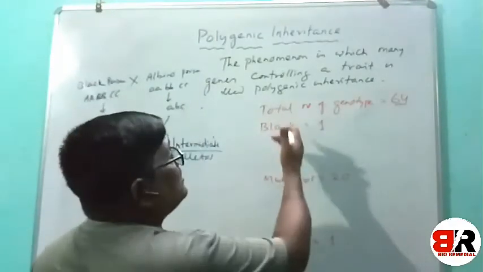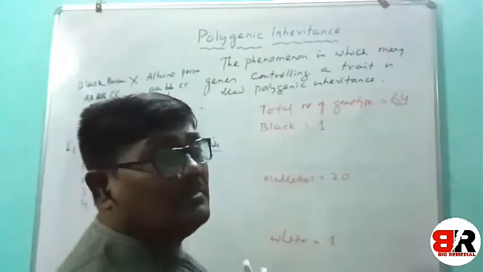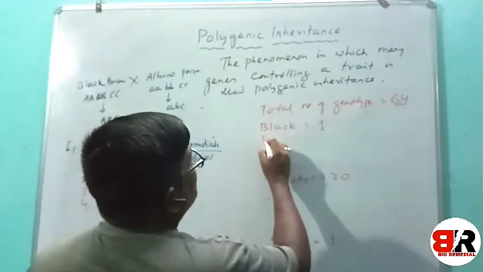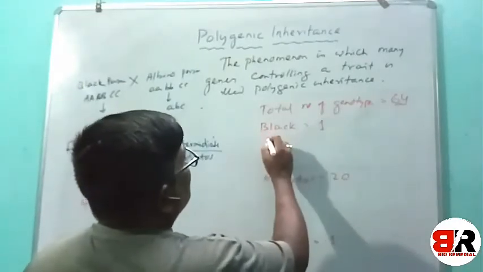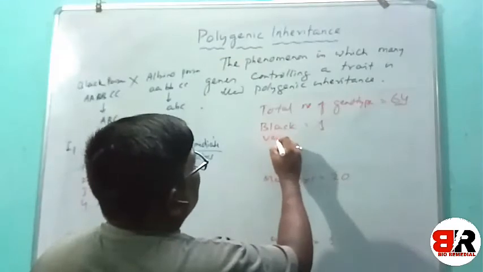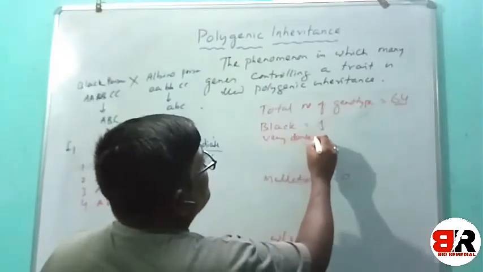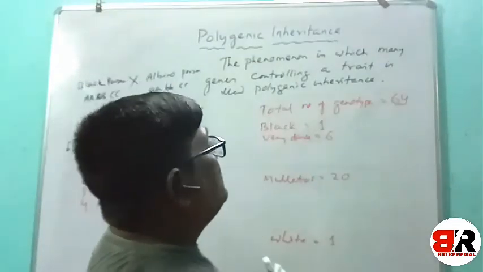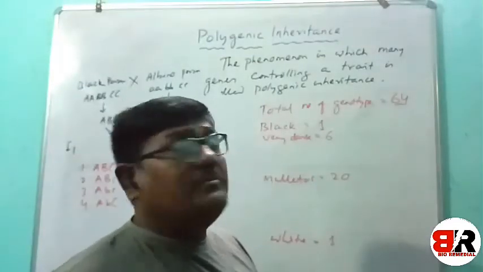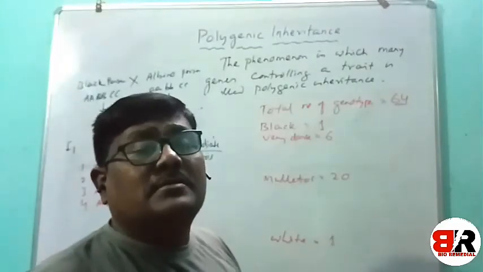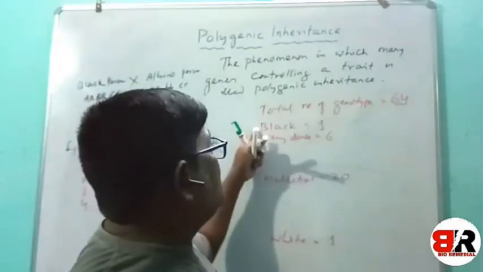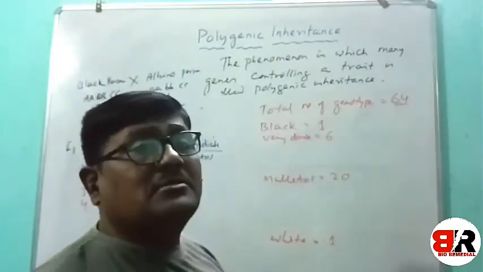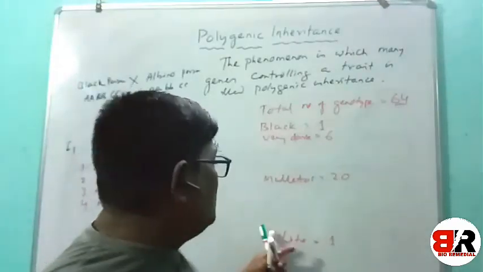So the rest are lesser than black. Okay, we can say very dark. This black is 6 types, 6 phenotypes, 6 number of individuals we can get very dark, which have 5 number of dominant genes, because this black contains 6 number of dominant genes, that is why 1 black person. This white person has 6 number of recessive genes, that is why the skin color is white.